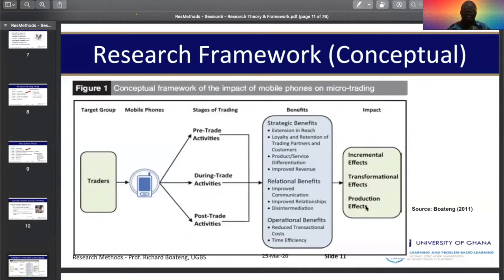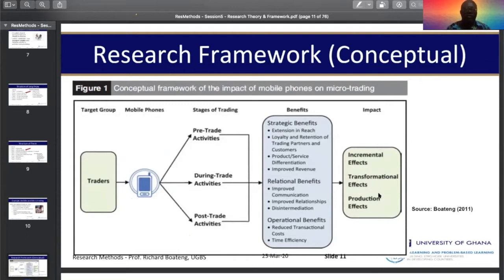So the question then comes as the first question: how do market-men trade? How do market-men use mobiles in their trading? So it looks at the different stages of trade, and that will be in this section. Then what benefits do they obtain, and that will be in this section. And what is the impact of those benefits? What's the impact of the mobiles on the business itself? Then these are the impact variables that he's going to look into.